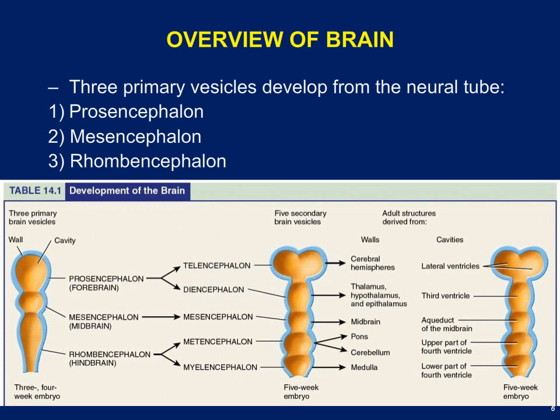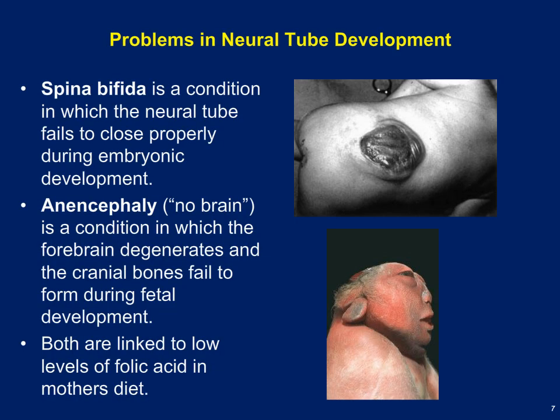The middle part, or mesencephalon, will become the midbrain, and the rhombencephalon will become the brain stem, which includes the pons and the medulla oblongata. The rhombencephalon will also become the cerebellum. Now, the process of neurulation, or forming that neural tube and differentiating into different brain regions, is actually quite a complex process, and sometimes errors do occur.